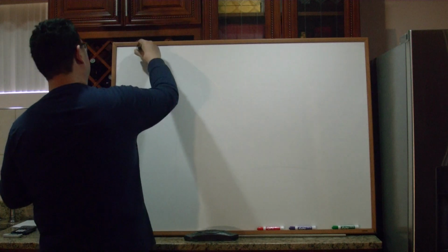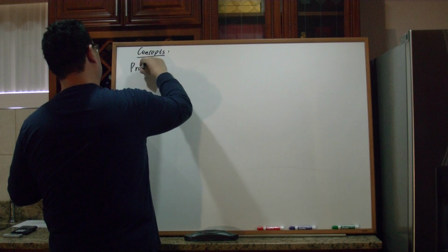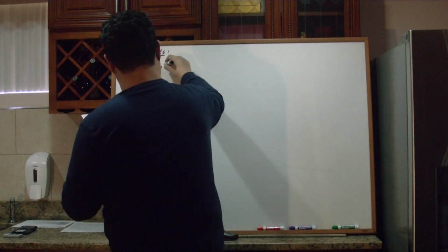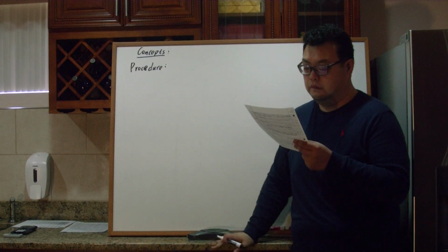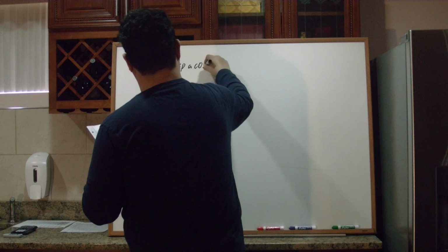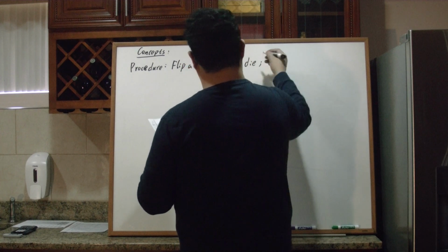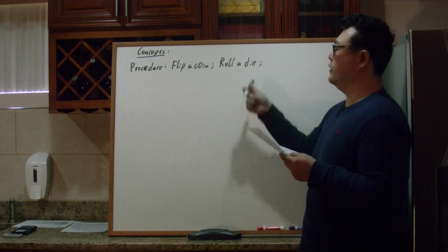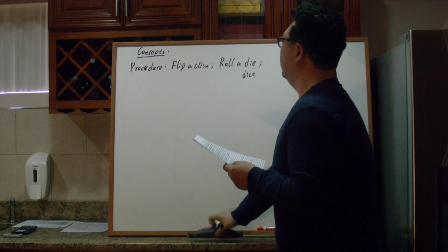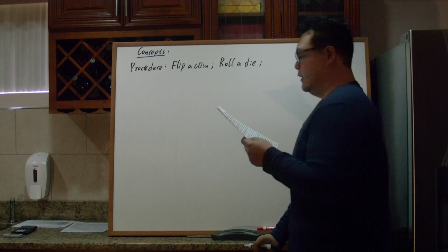Right, a couple of concepts. Procedure: like the action you do, such as to flip a coin, to roll a die, or roll two dice. Die is singular, dice is plural. That is usually six-sided: 1, 2, 3, 4, 5, 6.